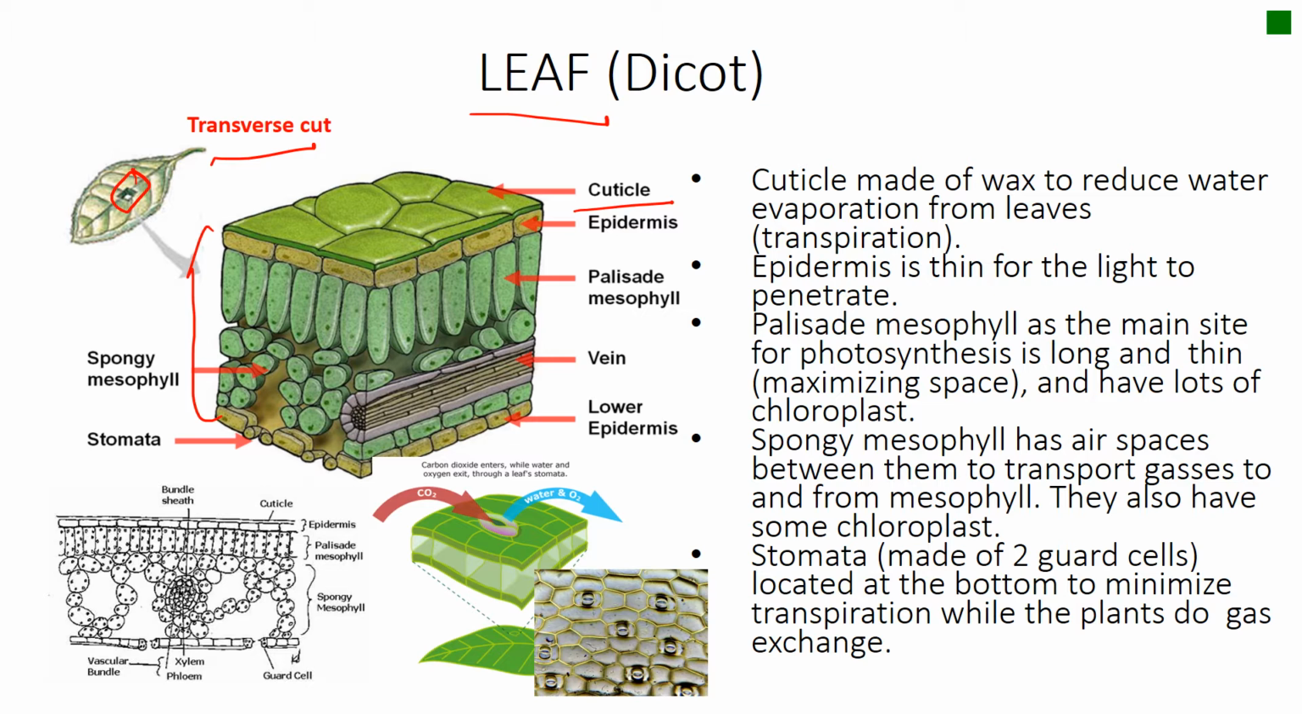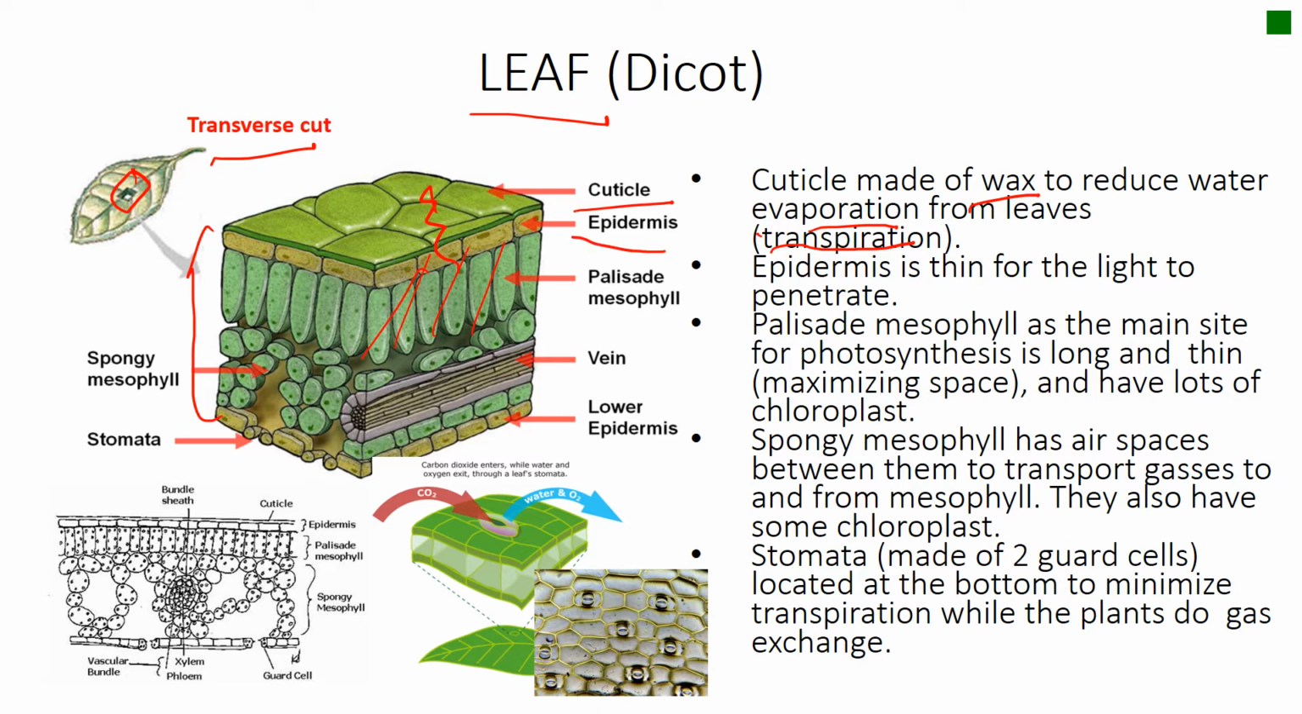Why wax? Because wax, which is made of oil, will not mix with water. So inside the plant there is a lot of water. To prevent the water from escaping and making the leaf dry, the wax will prevent the evaporation of the water from the leaves, or this process is called transpiration. So transpiration is evaporation of water from the leaf surface.